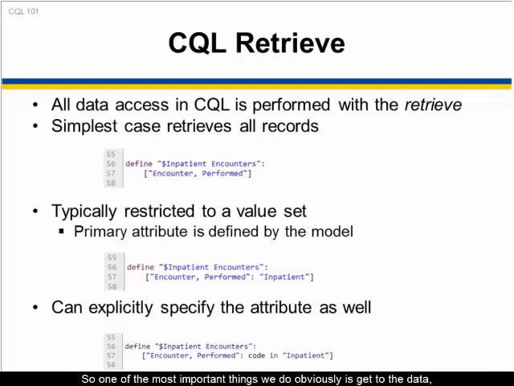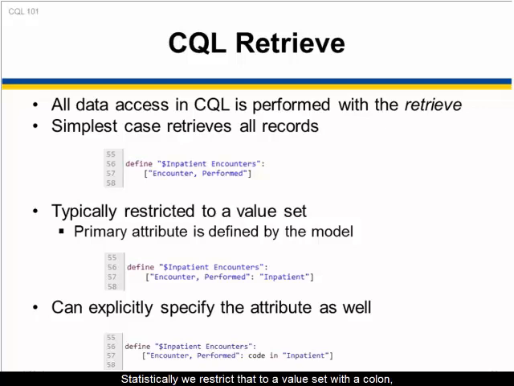So one of the most important things we do, obviously, is get to the data. So in this case, we're dealing with the encounter performed. This is the CQL Retrieve. So all data access in CQL is performed with this operation. It's indicated syntactically with the square brackets. So you say inpatient encounters is encounter performed. And assuming the patient context, this expression will return all the encounters performed for this patient.